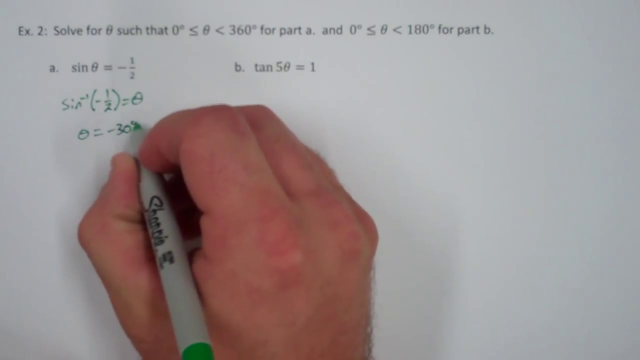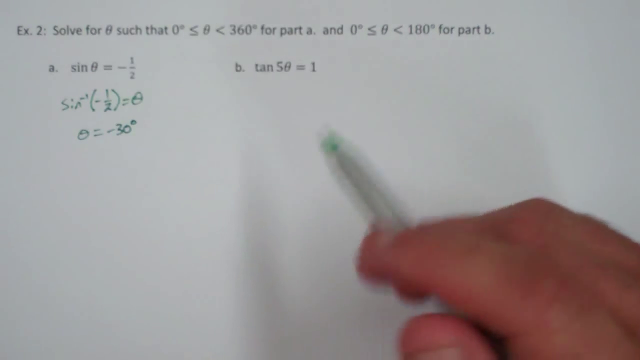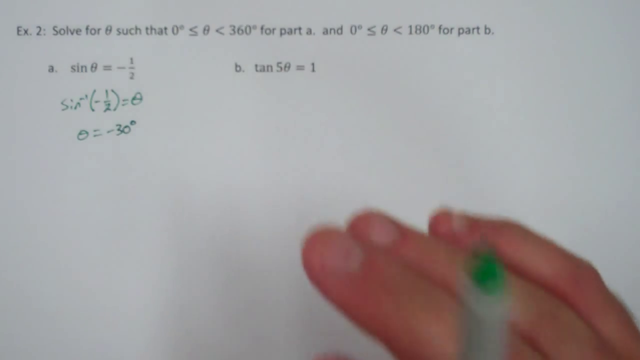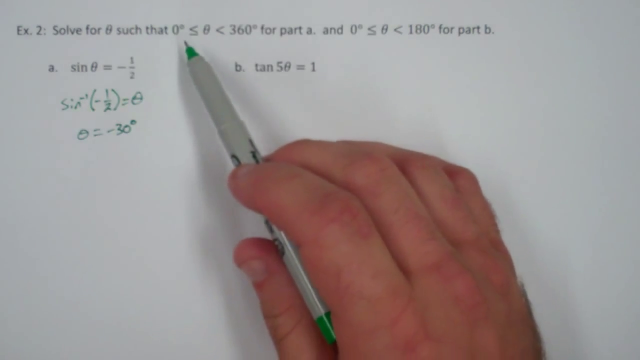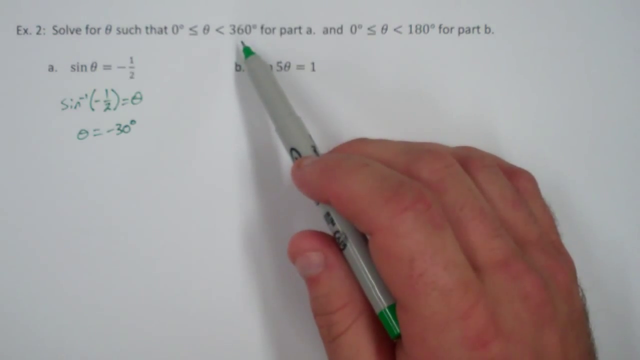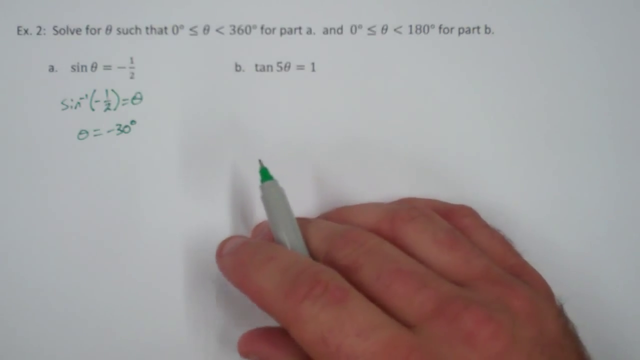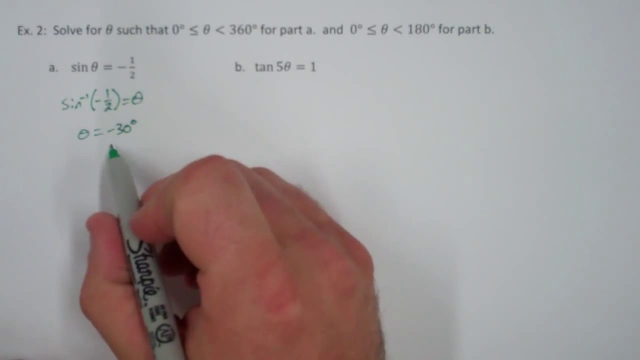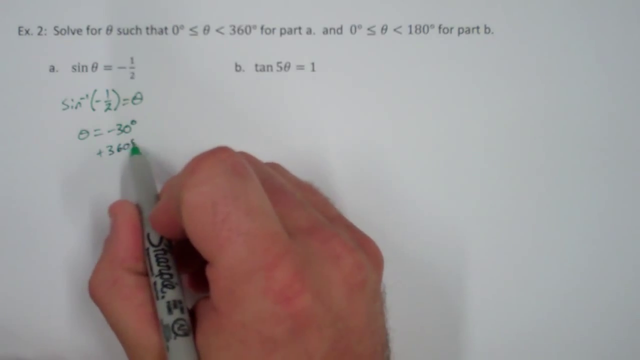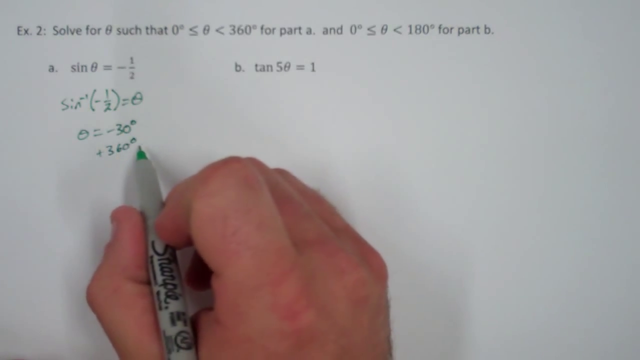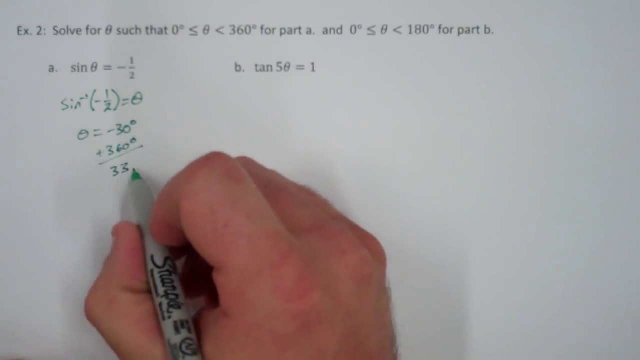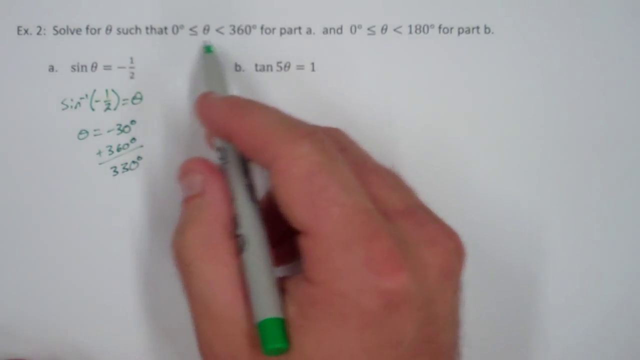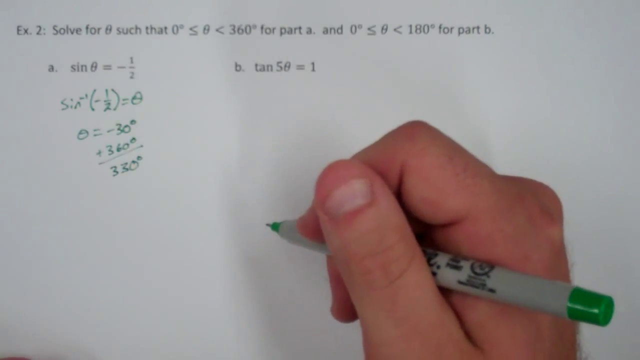So some students just stop here and say, ha, I got it, this was easy, no big deal. But -30 degrees is not between 0 and 360. What we could do is add 360 here and find a coterminal angle. Of course, those will be in the same spot. Then we'll have something that might look a little better. So -30 plus 360 is 330. That's in between here. That's good.